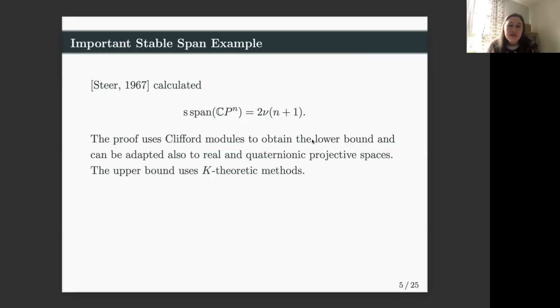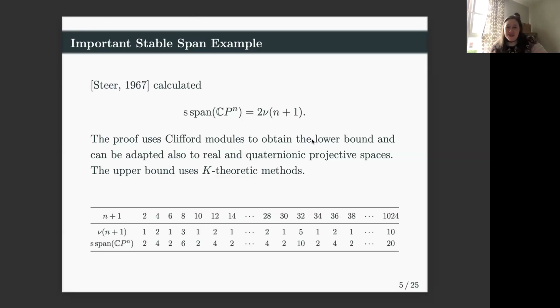It uses Clifford modules to get at the lower bound, and then Stier uses complex K theory to get at the upper bound and determine this calculation. But also the arguments he uses can give you the stable span of real and quaternionic projective spaces as well. I just wanted to mention.